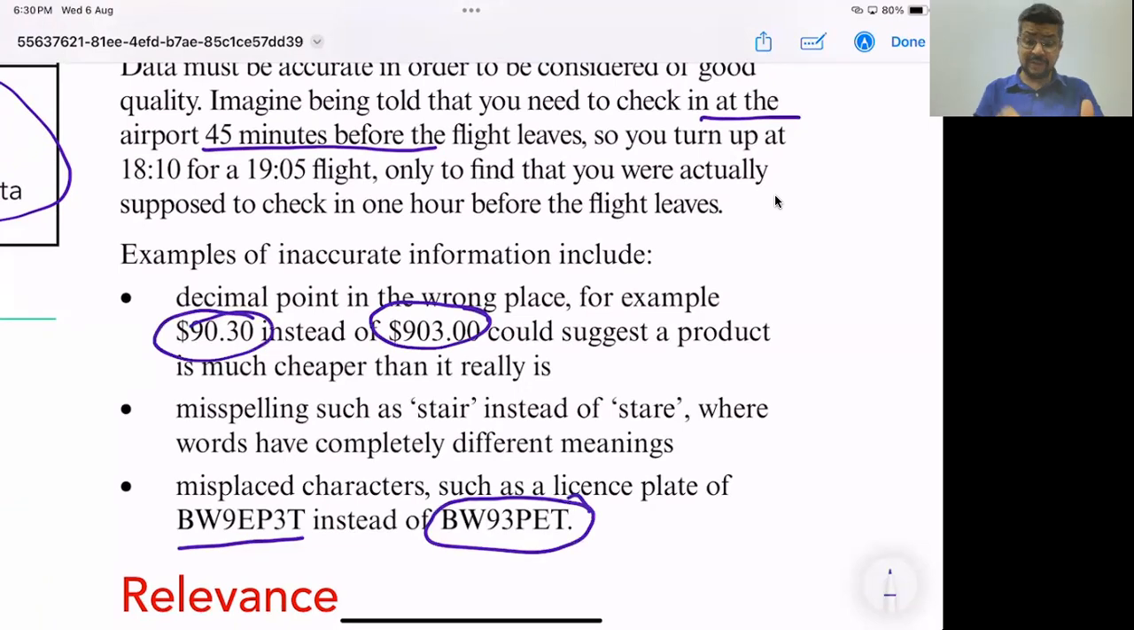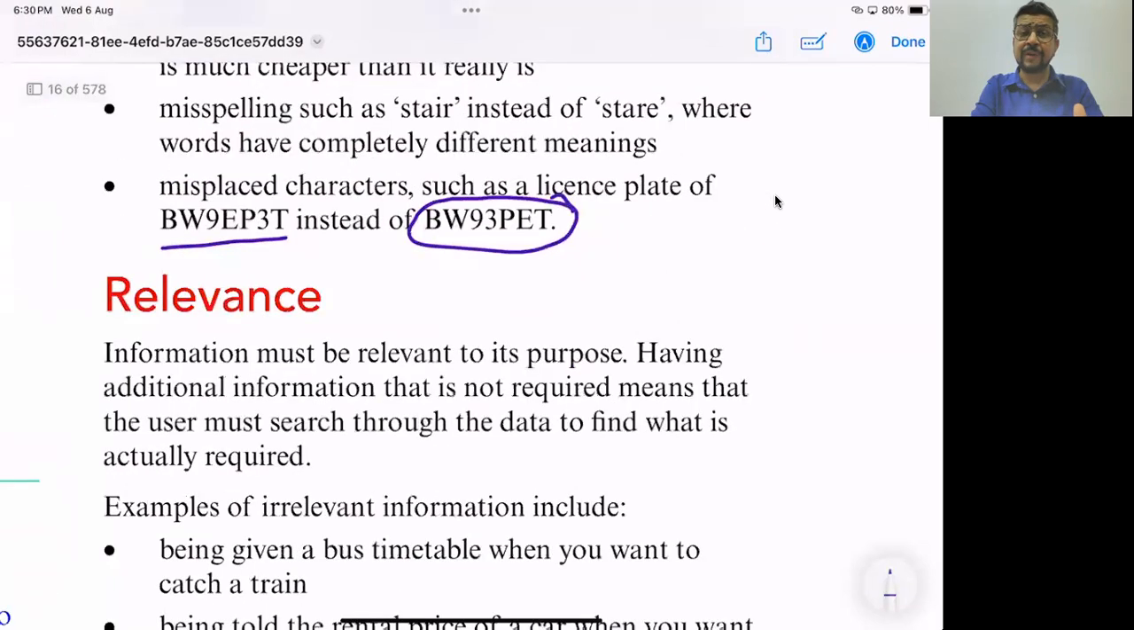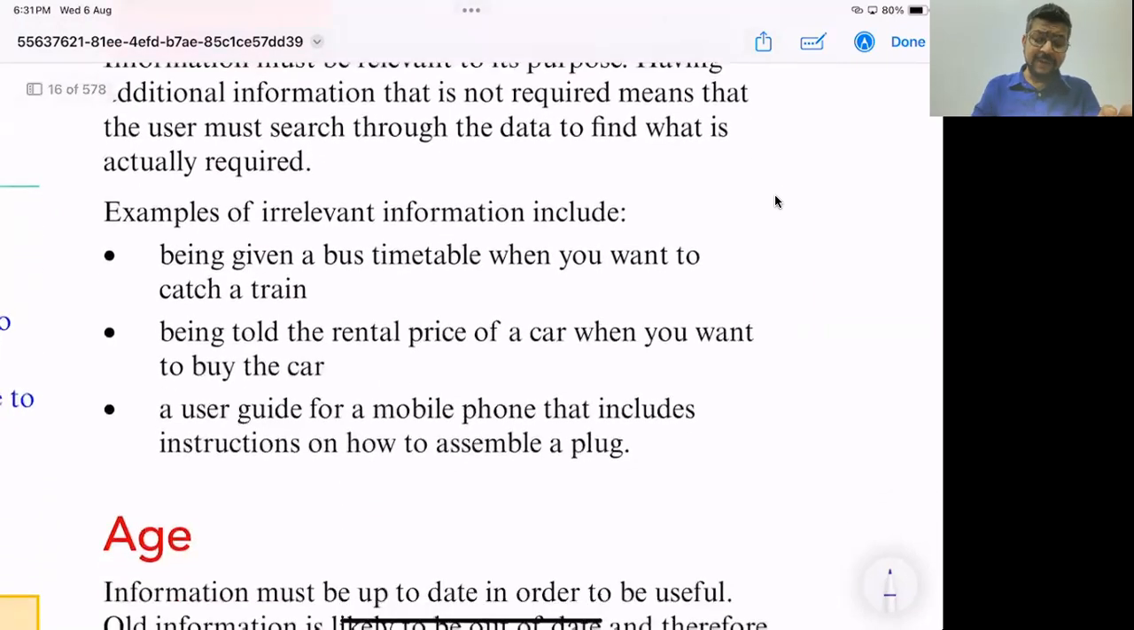After that, relevance. Its purpose. If you collect the data from a marketing point of view, to which type of market? Like you are looking for students for A level, O level, AS level, bachelor's level, master's level, or who are you looking for? Because the information must be relevant to its purpose. Having additional information that is not required means that the user must search through the data to find what is actually required. And to collect the data, you have to look for the relevant data. Examples are already mentioned over here.